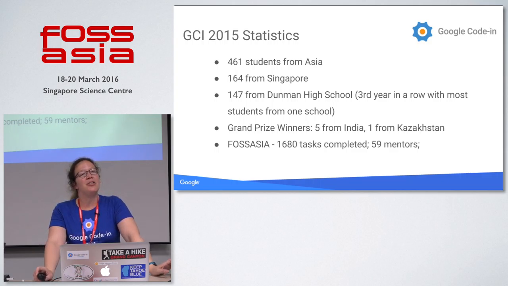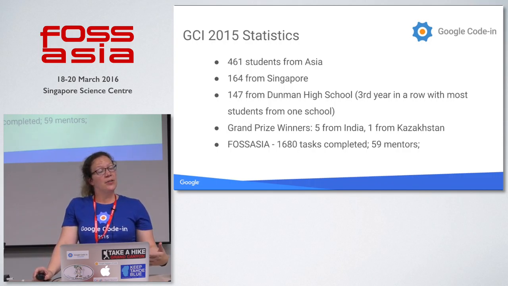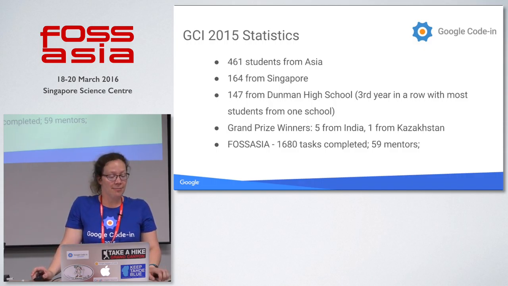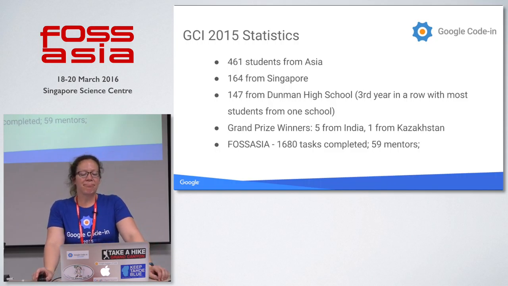I mentioned briefly the grand prize winners. Each organization chooses two grand prize winners. And there were 14 organizations in 2015, so we have 28 grand prize winners. Of those, this year, five were from India and one was from Kazakhstan. That was pretty cool. We get to meet all of those students in June on the grand prize trip.